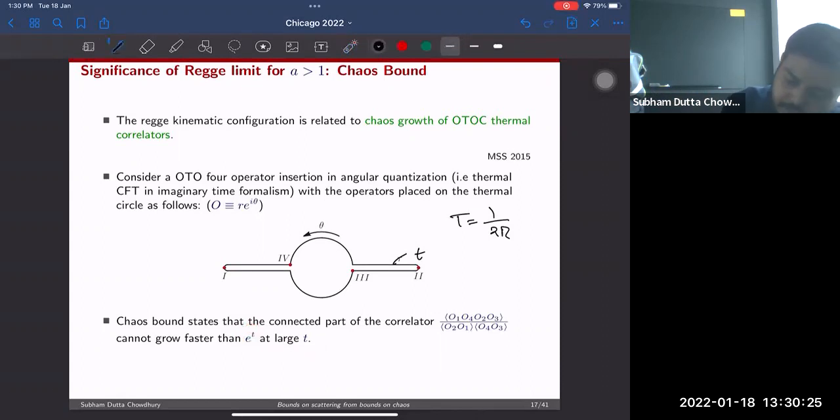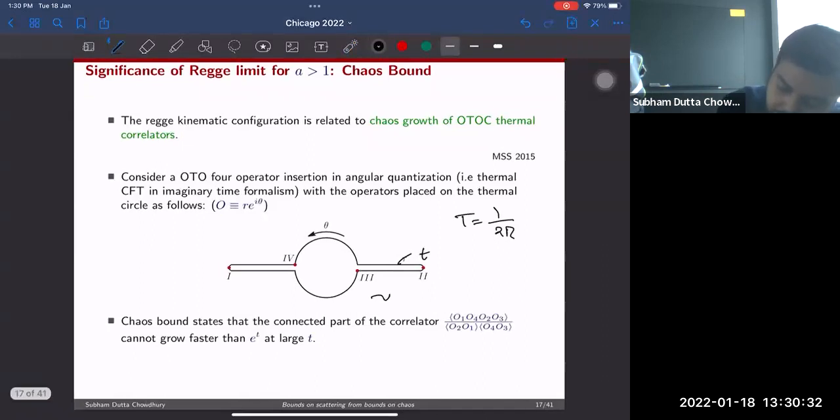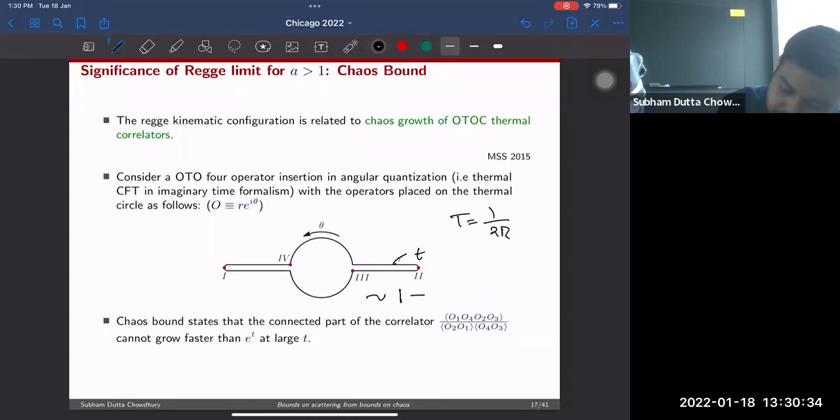More generally, the normalized correlator has a structure like 1 minus 1 over N squared e to the power lambda_L t. In units where beta is 2 pi, it just says that lambda_L must be less than or equal to 1. That's all that this is saying.